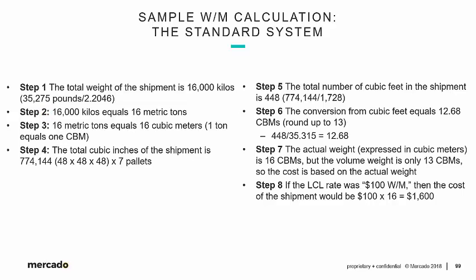Step 4, moving on to the measure component of the calculation. The total cubic inches of the shipment is 774,144. That's just 48 by 48 by 48 times the 7 pallets. Moving over to the right-hand side, step 5. We want to get to cubic feet, we will recall. So we take our cubic inches, 774,144, divided by 1728. That gives us 448 cubic feet.